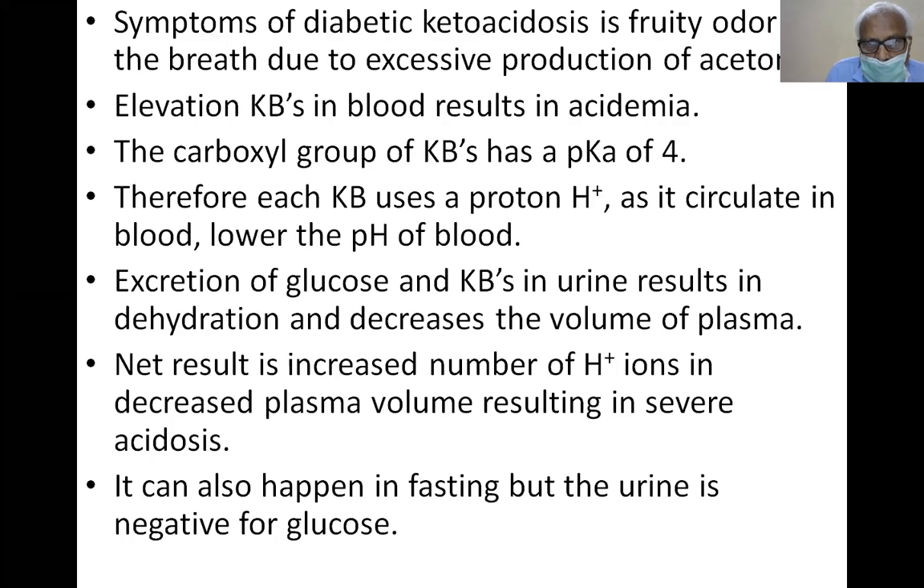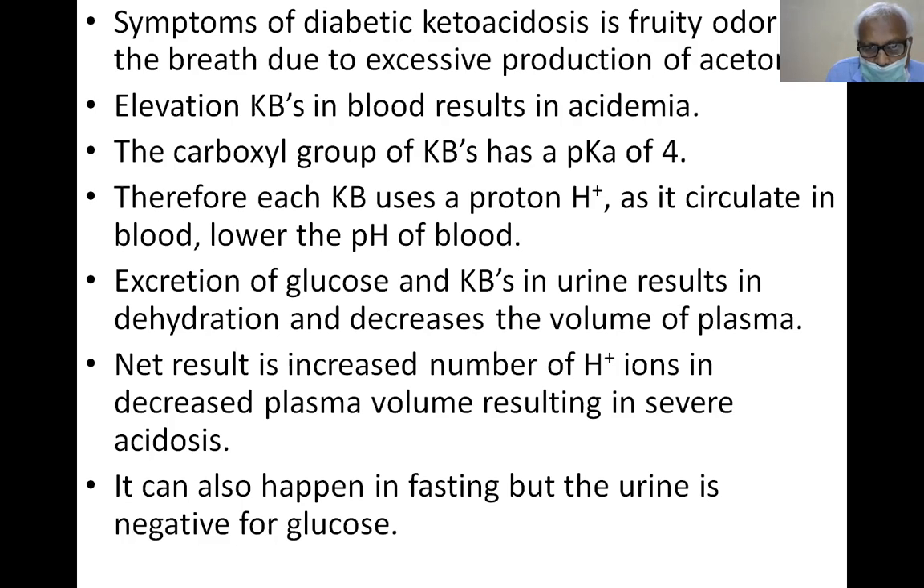Elevation of ketone bodies in blood results in acidemia. The carboxyl group of ketone bodies has a pKa of 4. Therefore, each ketone body releases a proton as it circulates in the blood and lowers the pH of the blood. So acidemia will take place. Excretion of glucose and ketone bodies in urine results in dehydration and decreases the volume of the plasma. That is the main pathetic stage in diabetic ketoacidosis.